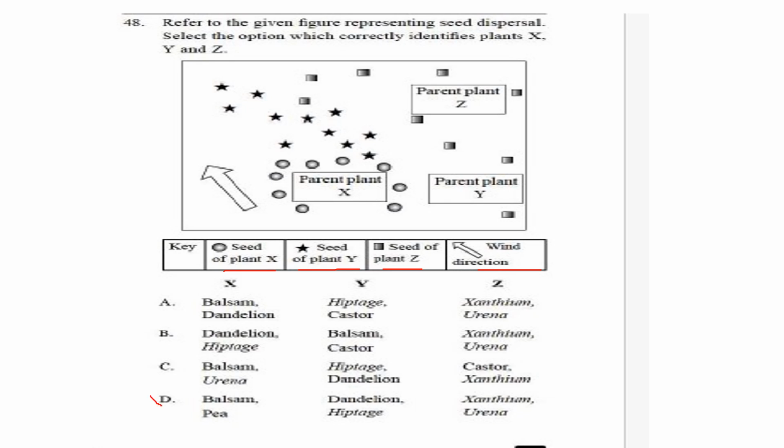Balsam and pea dispersed by explosion. Dandelion and heptage dispersed by wind. Xanthium and urena dispersed by animals. The answer is option D.